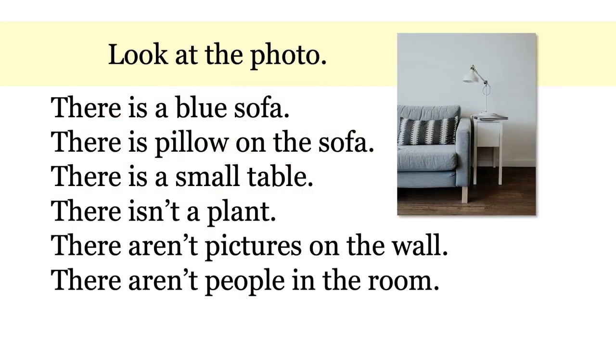Look at the photo. There is a blue sofa. There is a pillow on the sofa. There is a small table. There isn't a plant. There aren't pictures on the wall. There aren't people in the room. Now you see we've got some negative contractions that look just like the contractions for be verb. They're not any different.